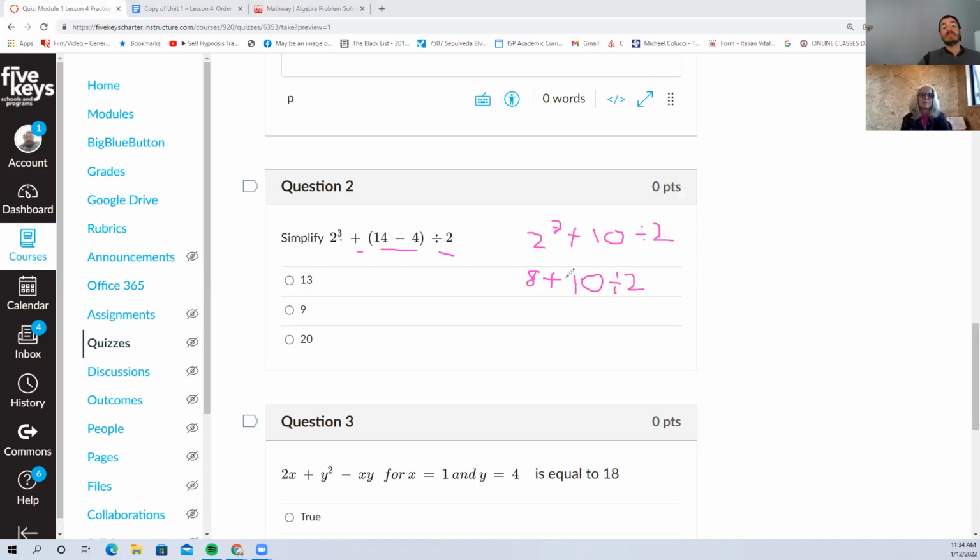We might be tempted to do the addition first because it's to the left and we read from left to right, but we know better. We're going to follow the order of operations. So we're going to do division next. So 10 divided by 2 is 5. And now we only have one operator in this division. 8 plus 5 is going to give us 13. And 13 is indeed an option. So go us. All right.